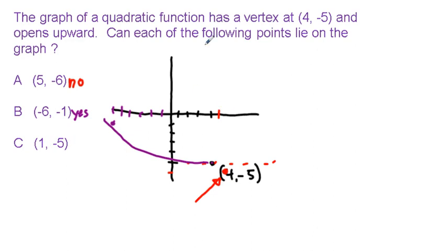Well, at (1, -5), we go to 1, but we're down 5. Okay, we are horizontal with this vertex. So that's not going to be a quadratic function because you just have a horizontal line. So that'll be no for part C.